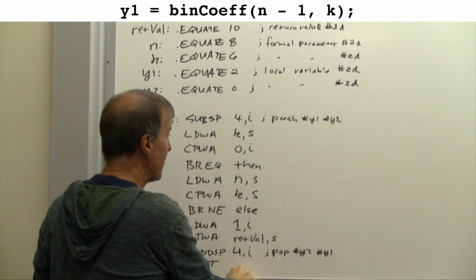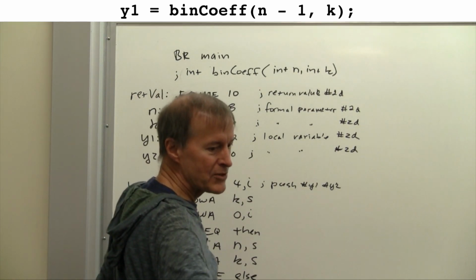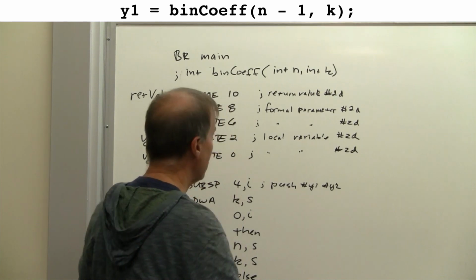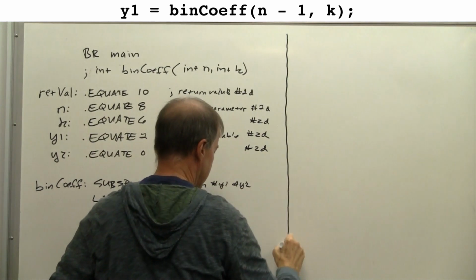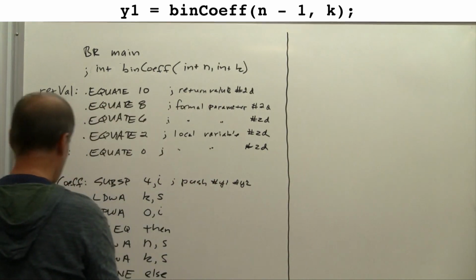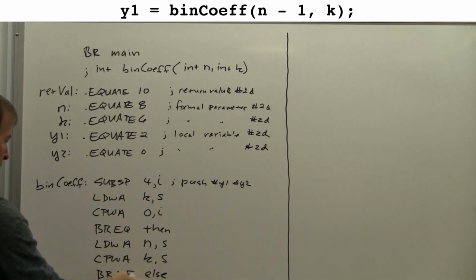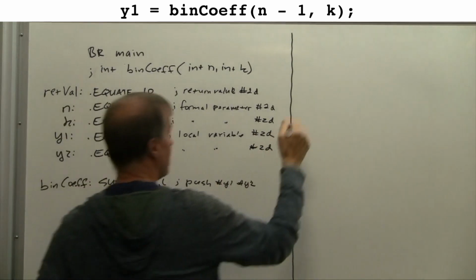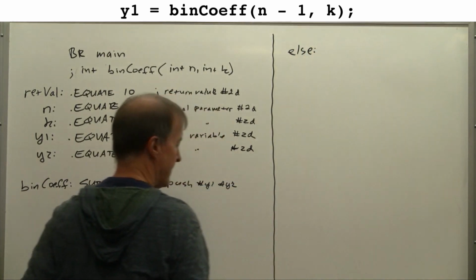But we're only halfway done, now we have to do what? Y1 gets bin coefficient n-1, k, and so where are we now? We're at the what? Now we're at the else, right? So let me see, where did we branch? Here, we branched if not equal to else. So now here we are at else. All right?